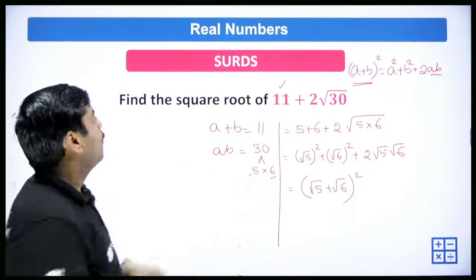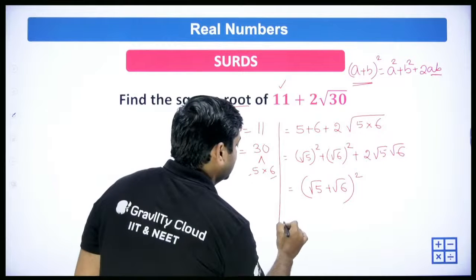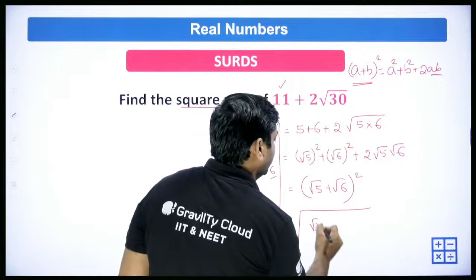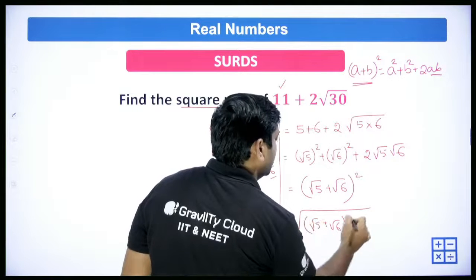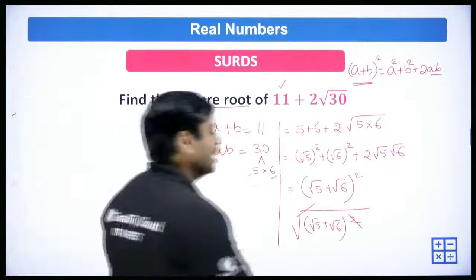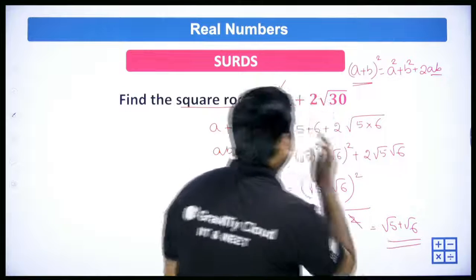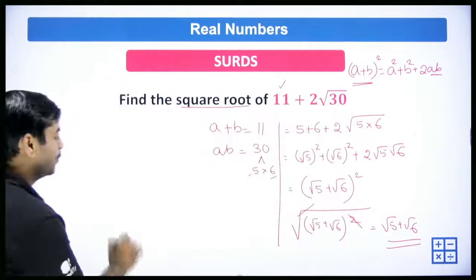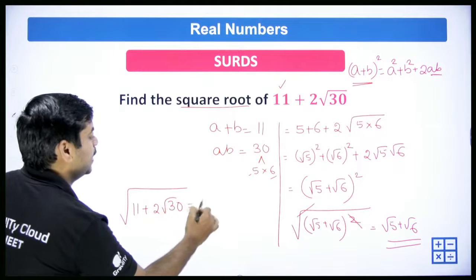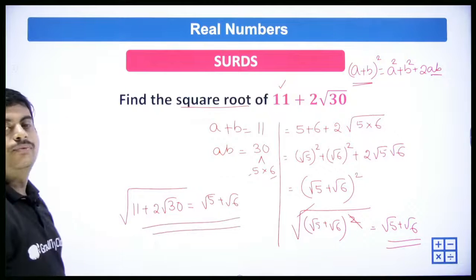The point is, find the square root of, so the final answer is, square root of root 5 plus root 6 whole square. So square root and square get cancelled and you'll be left with the final value root 5 plus root 6. So the square root of 11 plus 2 root 30 is given as root 5 plus root 6. So this is how you need to bring the square roots.